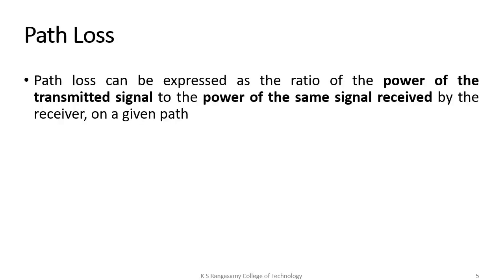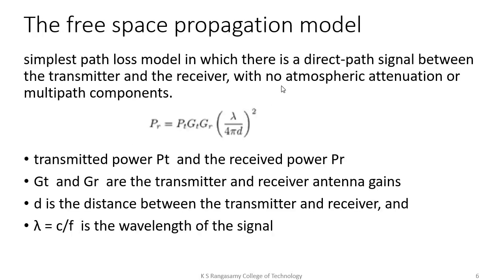Next, what is path loss? Path loss can be expressed as the ratio of the power of the transmitted signal to the power of the same signal received by the receiver on the given path. So the ratio of the transmitted and received signal power is the path loss. Path loss has two or three propagation models.